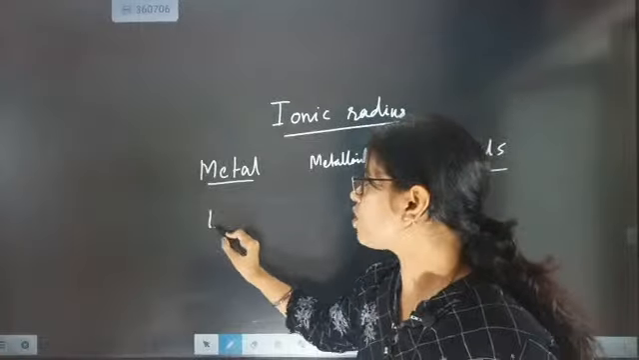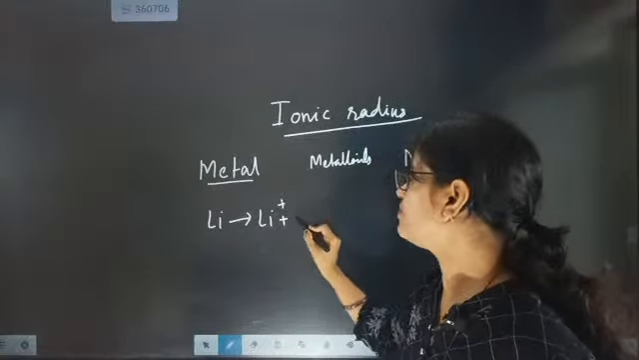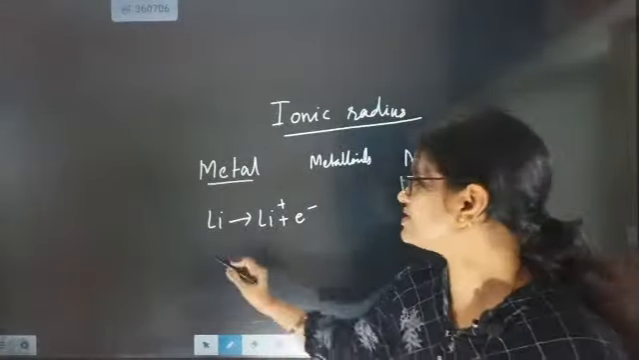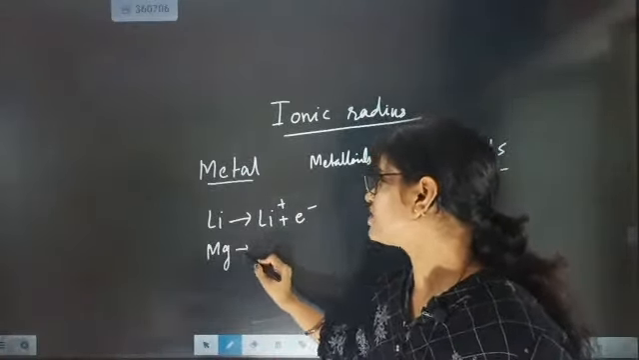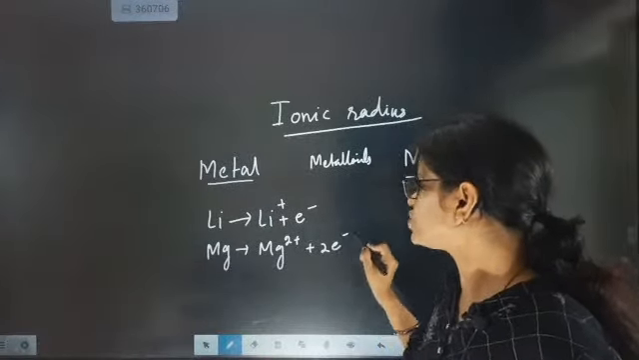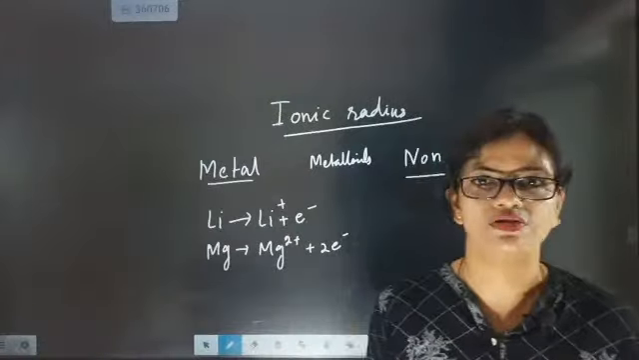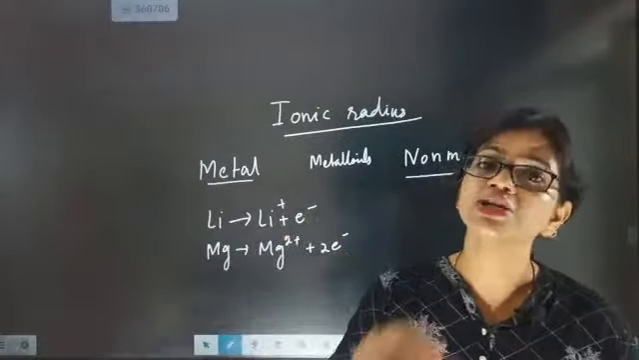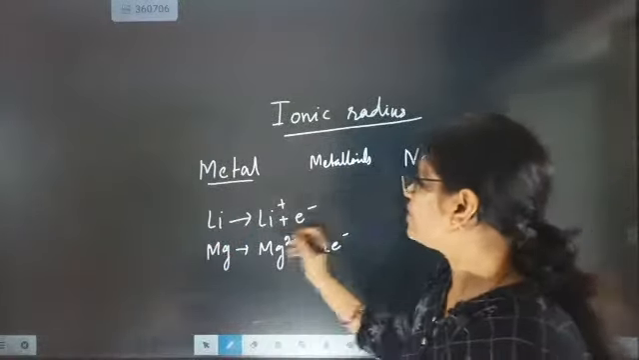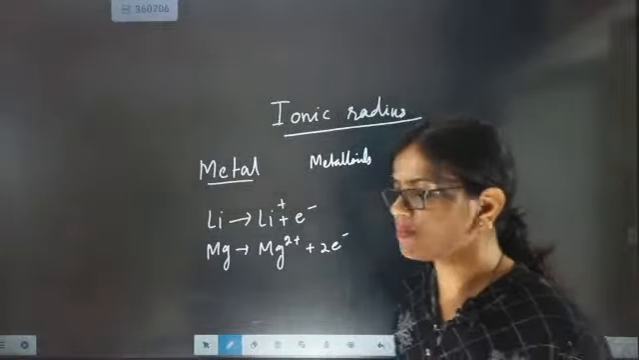If I talk about lithium, lithium will release one electron and become Li+. This is not the only case. Magnesium will release 2 electrons and become Mg2+. So we know that metals have a tendency to lose electrons. When metals lose electrons, they will be forming cations.